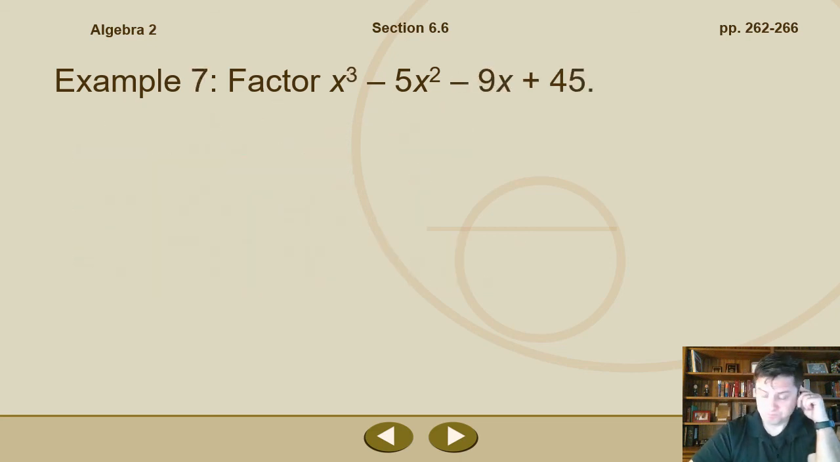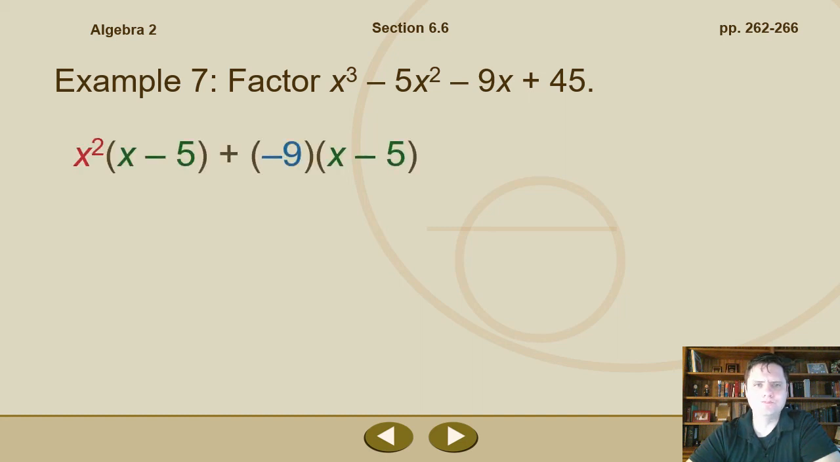Okay, what about this one? Well, on this guy, we have to remember one other little trick that we can do with problems like these, and that is the trick of being able to group them in different ways and factor out things from the groupings. In this case, notice that we can take from the first two a common factor of x squared, leaving behind an x minus 5. And in the second two, we can take out a common factor of negative 9 and be left with inside here x minus 5.